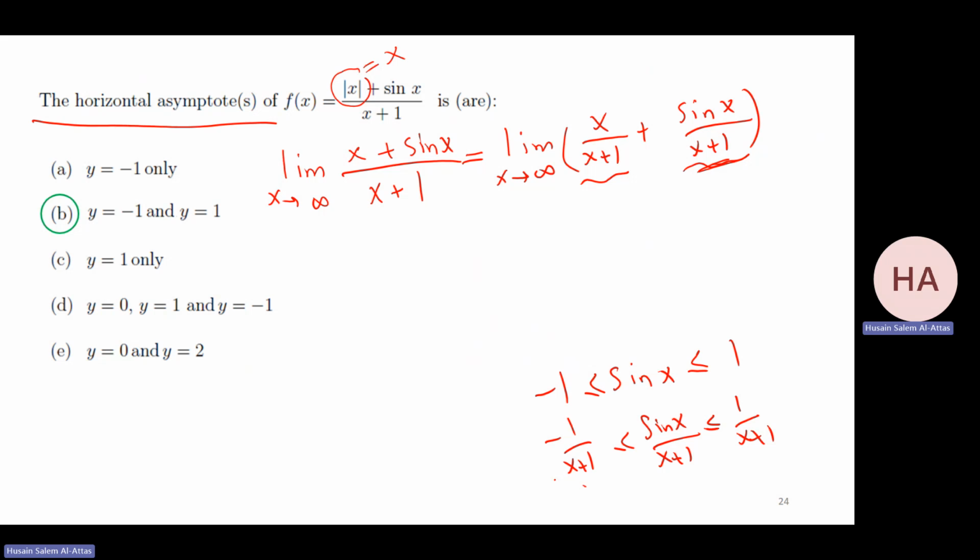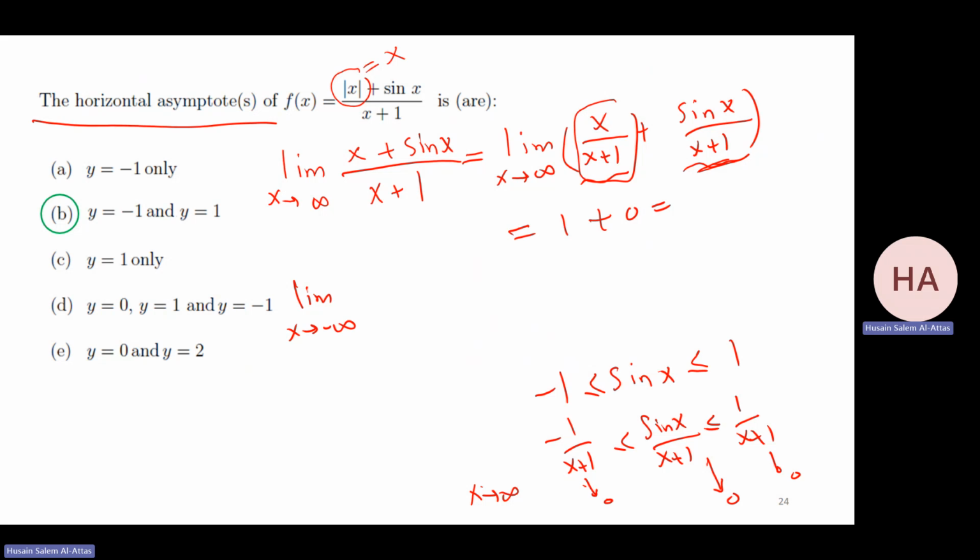As x goes to infinity, this is 0, and this is 0. So it means this one is 0. So I have 1. This is 1, same degree. So 1 plus 0, which is 1. This is one thing. Now I need to check the limit as x goes to minus infinity.